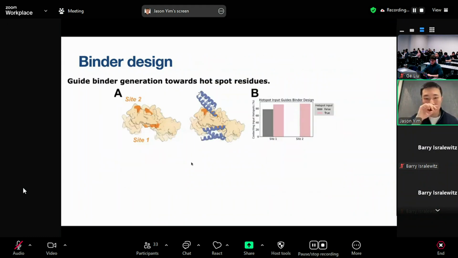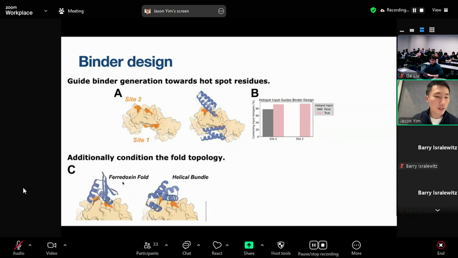So binder design is quite a simple idea, which is while you train the model, you tell the model where to bind to. You call these hotspot residues. So here's two sites. You can tell the model to bind me here or bind me there, and the model is going to be able to follow these guiding hotspots and generate binders at those. And we find it important to guide where, because if you don't specify where to bind, the model might always bind to the same spot rather than the two spots that we know it should bind to.